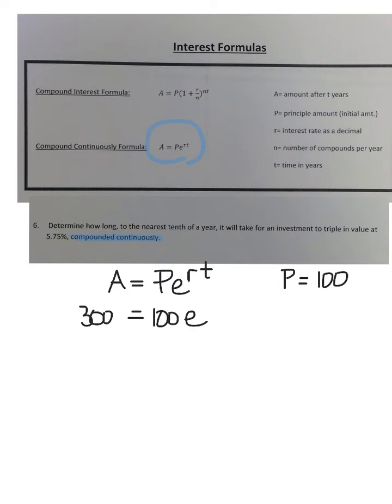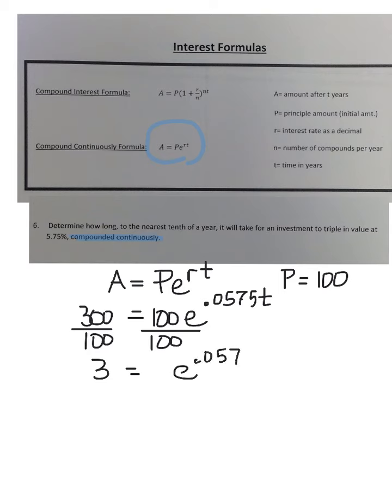All right, so then we have R, and again, remember that's always got to be in decimal form. So 0.0575, and we want to know how long that is. So like I said, right here, when I start dividing, no matter what I have, so if I had a 7 and a 21, when I divide by 7, I'd still end up with 3, just like I'm going to right now. So I have 3 equals e to the 0.0575t.